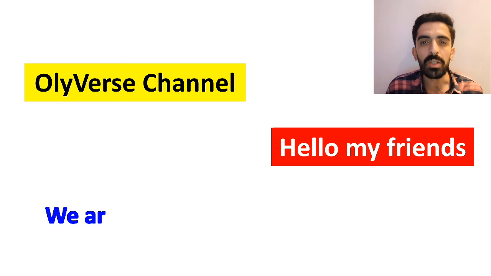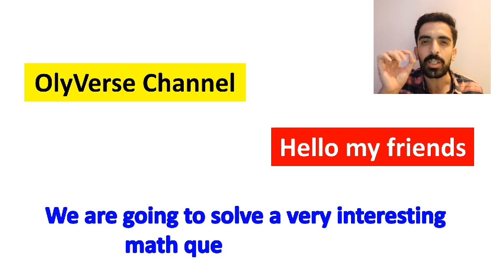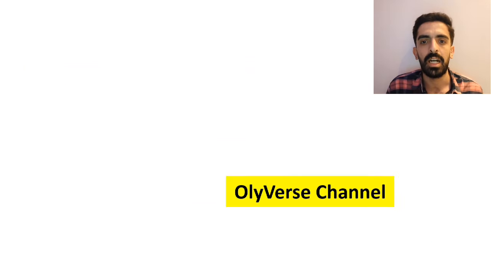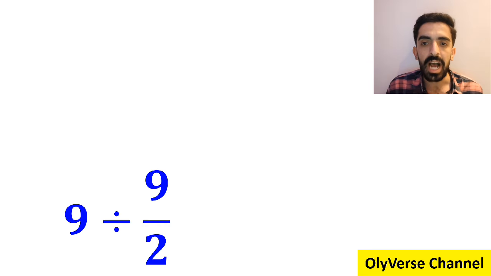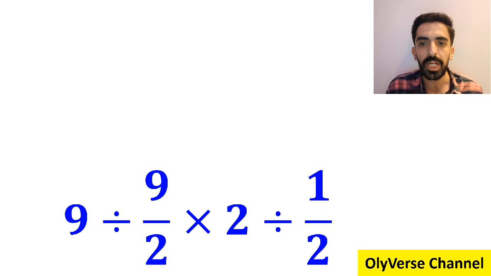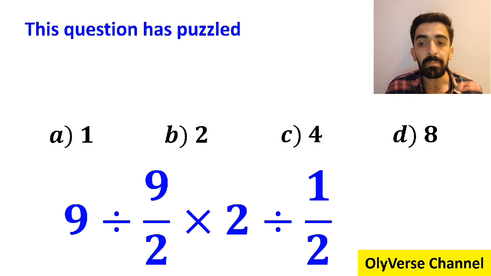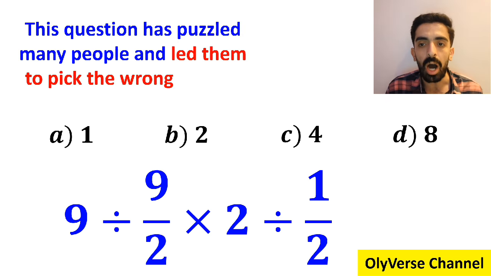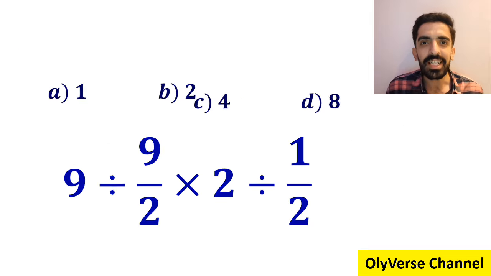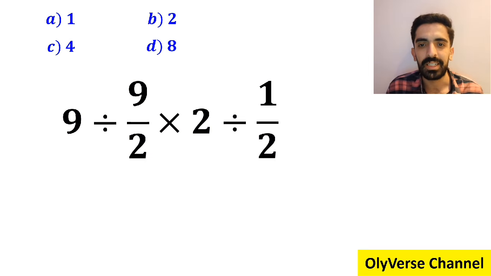In this video we are going to solve a very interesting math question together. What is the value of the expression 9 divided by 9 over 2 multiplied by 2 then divided by 1 over 2? Which option do you believe is the correct answer to this question? This question has puzzled many people and led them to pick the wrong option. Let's take a closer look and solve it together.